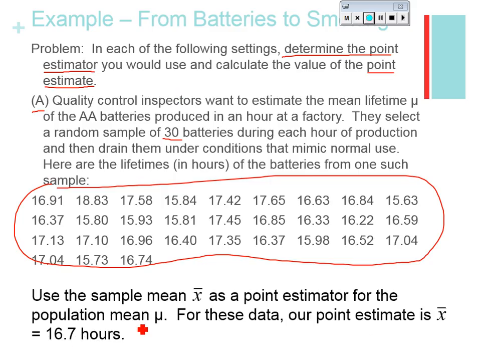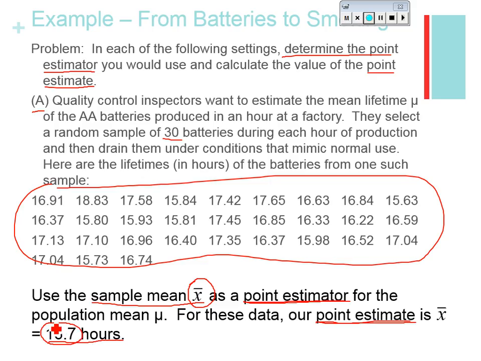For something like this, we would want to use the sample mean as the point estimator, x bar. And then the point estimate would be the value of the sample mean. If I added all these numbers up and divided by 30, this comes out to be roughly 16.7 hours. So that's the point estimate. The point estimator is the name of what we're going to calculate. The point estimate is what that actual value is.